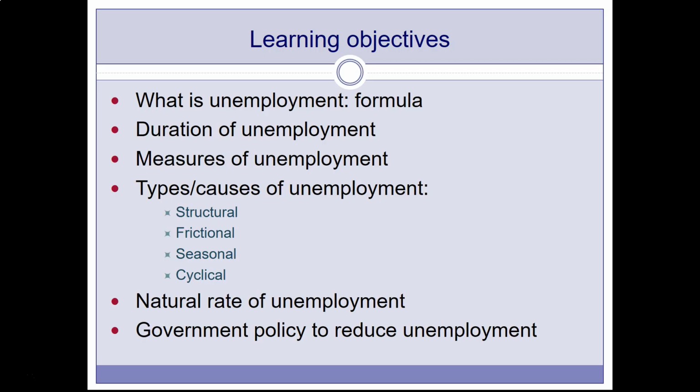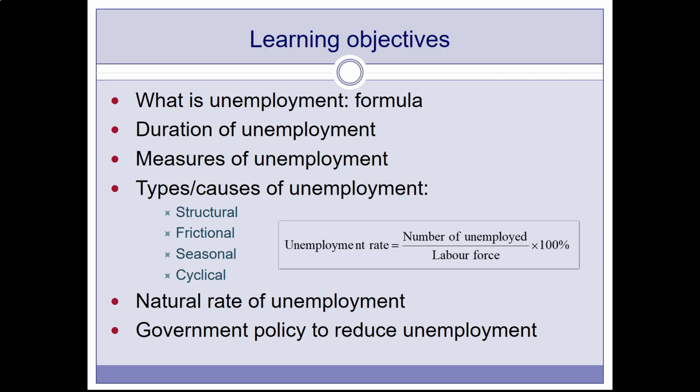You need to be an individual of working age, so children or pensioners don't count as unemployed. You need to be prepared to work at the going wage rate, and you need to be actively looking for a job. In order to calculate the unemployment rate, you would need to divide the number of unemployed people in the society by the amount of labor force, by the amount of economically active population, not by total population, by labor force.